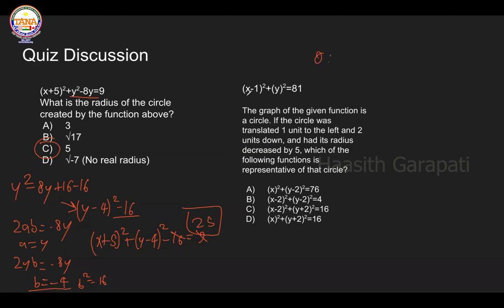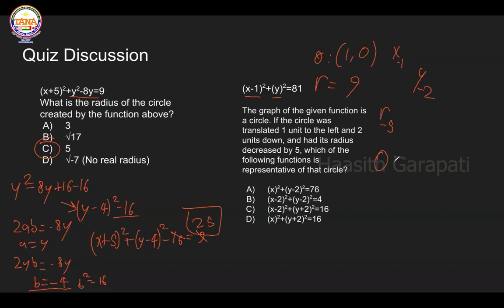So the origin is going to be, what is that, x minus 1 and y. Origin is going to be 1, 0. The radius is going to be equal to 9. So, okay, if the circle is translated 1 unit to the left, so 1 unit to the left means -1, so x is decreasing by 1, and then the y is going 2 units down, so y is decreasing by 2, and the radius is decreasing by 5.